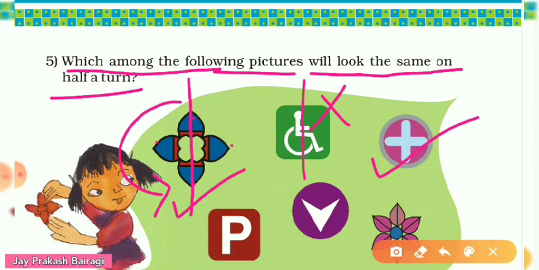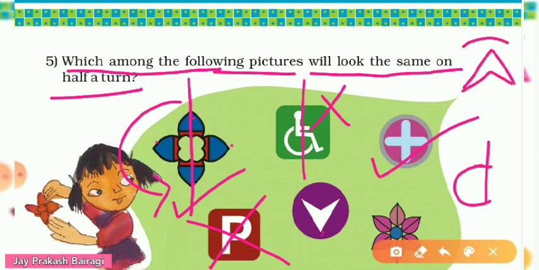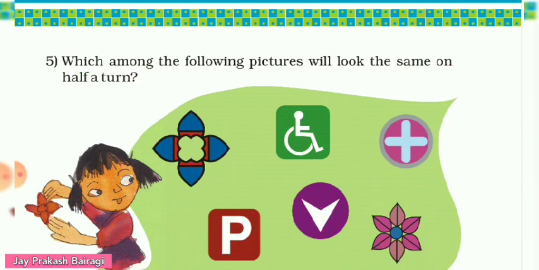P, if you write P in the opposite direction, how will it look? It will look like this. So it is not. This arrow, yeah, it will not be, because if you make its half turn, it will look like this. So it will not be the same. And the last one also looks the same in its half turn.